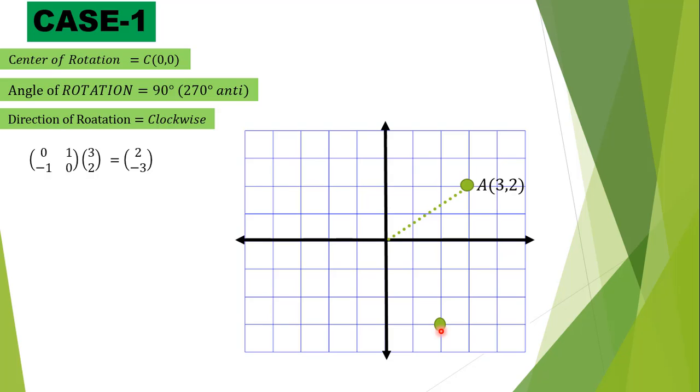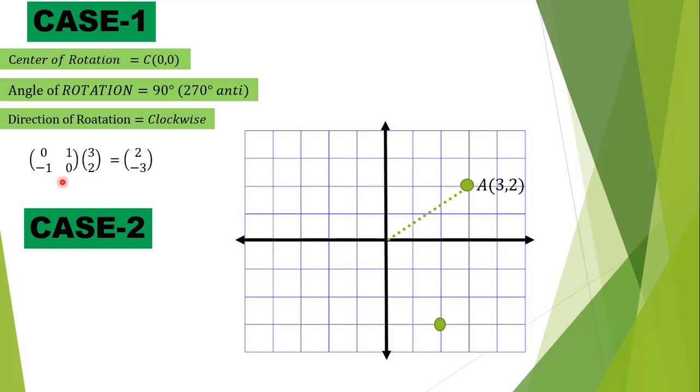If you don't want to use the graphical method, you simply memorize this matrix and multiply it with the point that you want to rotate, and you are going to get its image, the required image. Let us now jump into the second case of rotation.